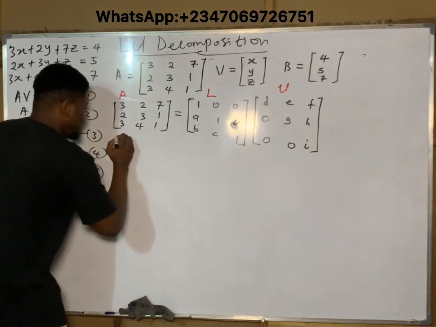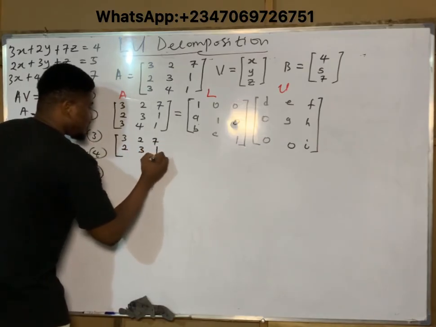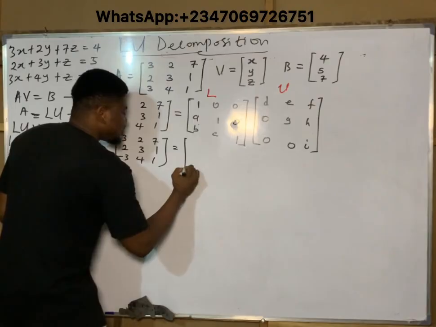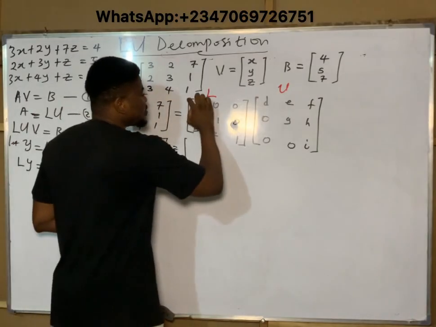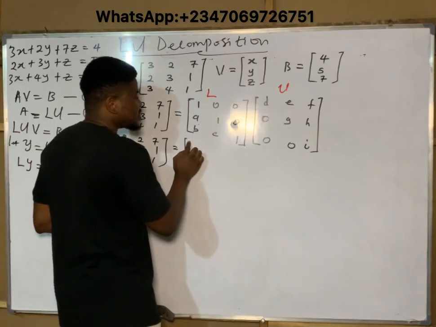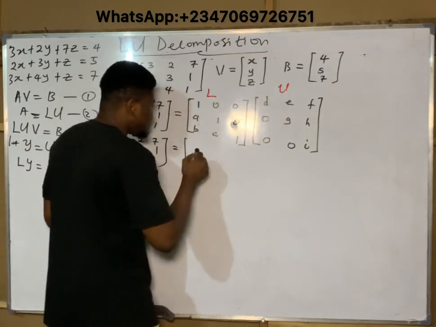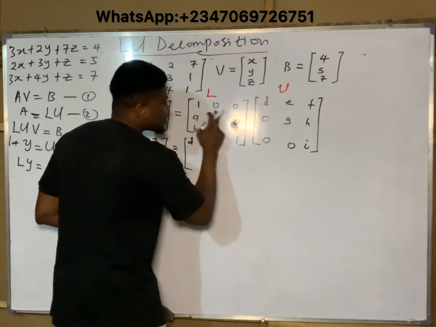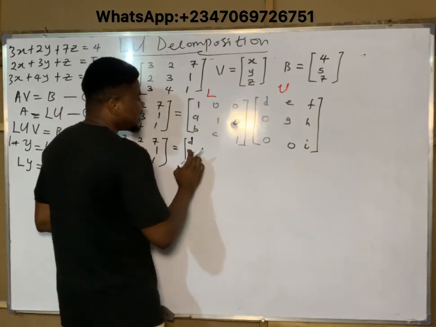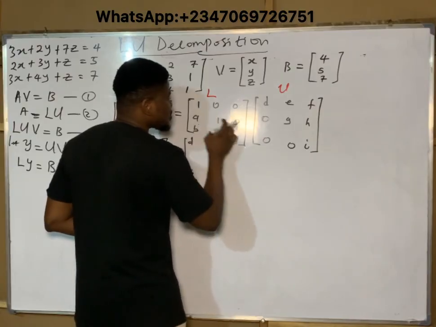So we start our multiplication then. This is now 3, 2, 7, 2, 3, 1, 3, 4, 1, and this is going to be equal to the product of these matrices. So we use the first row to multiply the first column. That gives us the first element in column 1. So for the first row, it becomes 1 times D, which gives us D, plus 0 times 0 is 0, plus 0 times 0 is 0. So we'll have just that element in column 1. Again, to find the next element in column 2, we still use the first row to multiply the second column now.